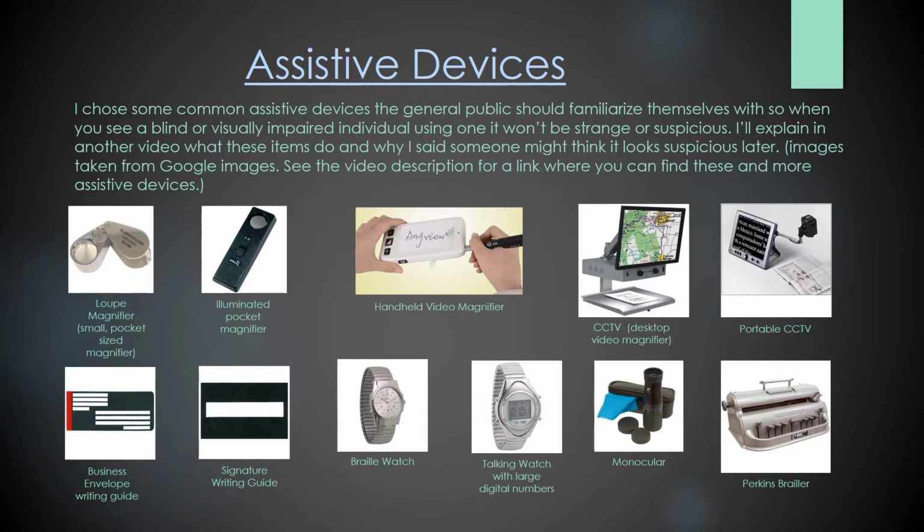Assistive devices. I chose some common assistive devices the general public should familiarize themselves with, so when you see a blind or visually impaired individual using one, it won't be strange or suspicious. I'll explain in another video what these items do and why I said someone might think it looks suspicious later. Images taken from Google Images. See the video description for a link where you can find these and more assistive devices.